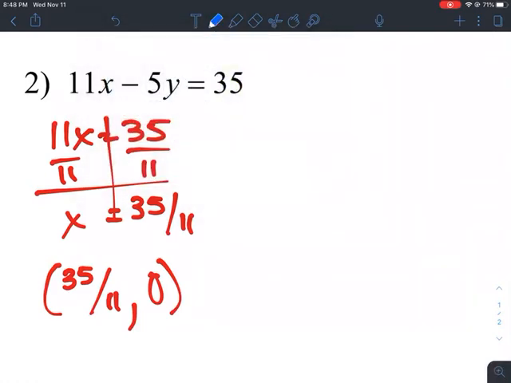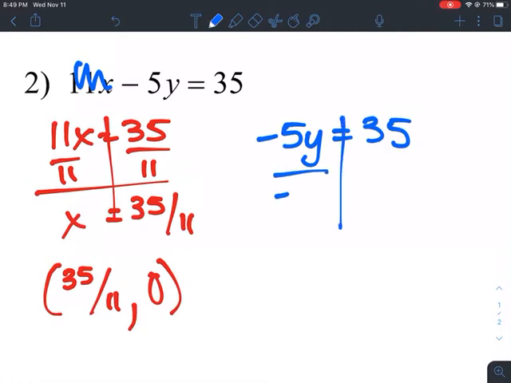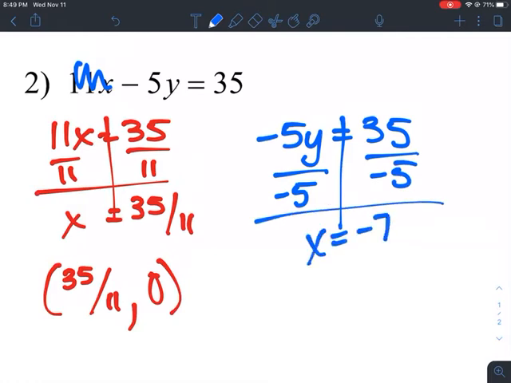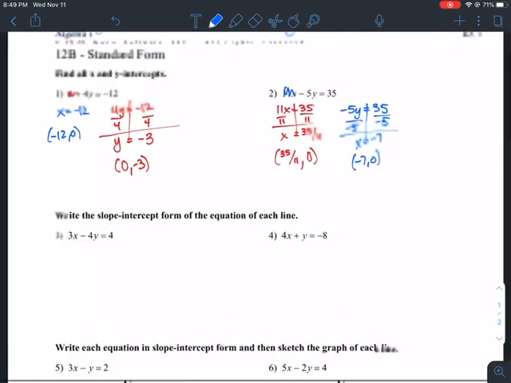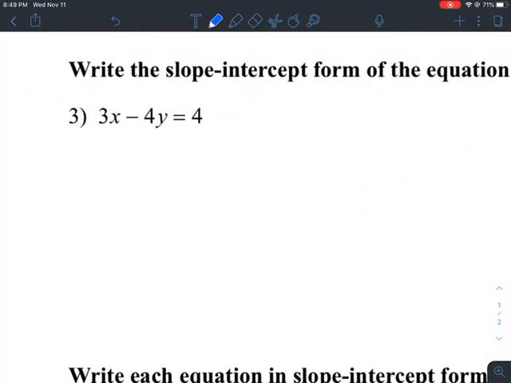All right. For my y-intercept, I plug in 0 for x. And I get negative 5y equals 35. So I'm going to divide both sides by negative 5. I'll get y equals negative 7. So my y-intercept is the point 0, negative 7. Cool. All right. So that is the intercept part.